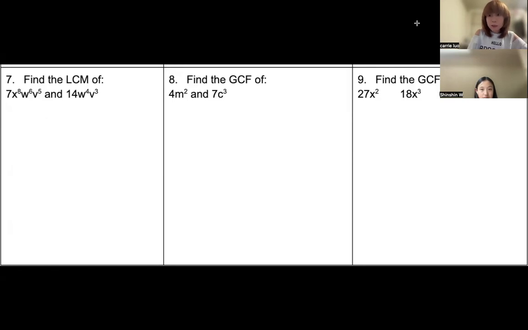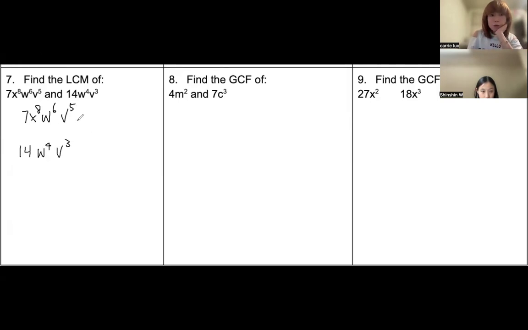So I'm going to explain both ways for you to do this question because I'm not sure if your teacher is going to be very precise about having to use my way. If I'm your teacher, I'm not like that. So let's take a look at this one. 7x8 W6 V5, and the other one is 14 W4 V3, right?